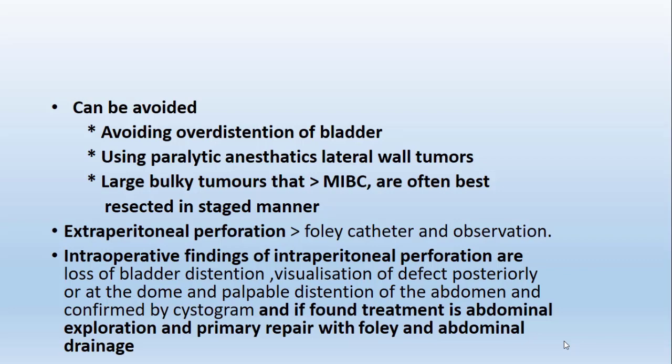If we come across an intraperitoneal perforation, it can be suspected if we lose bladder distension during TURBT, see a defect posteriorly or at the dome, or find palpable distension of the abdomen, and it is then confirmed by cystogram. If you find intraperitoneal perforation of the bladder, exploration and primary repair with a Foley catheter and abdominal drainage is the treatment of choice. Thank you.